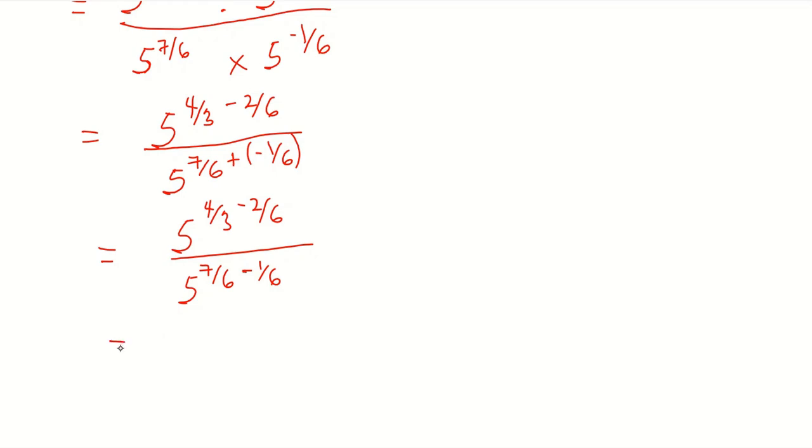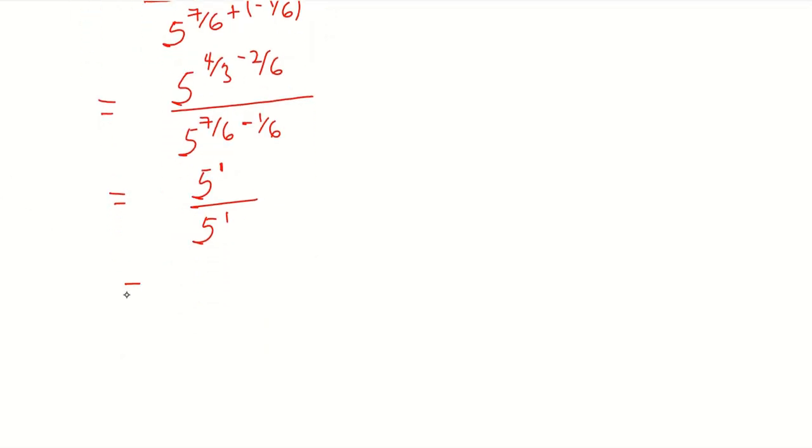So now we simplify the numerator, and we know that 4 out of 3 minus 2 out of 6 is 1. So we have 5 exponent 1, divided by, 7 out of 6 minus 1 out of 6 is also 1. So 5 exponent 1. We know 5 exponent 1 is 5, and 5 exponent 1 here is also 5. And so at the end, we are getting 1.